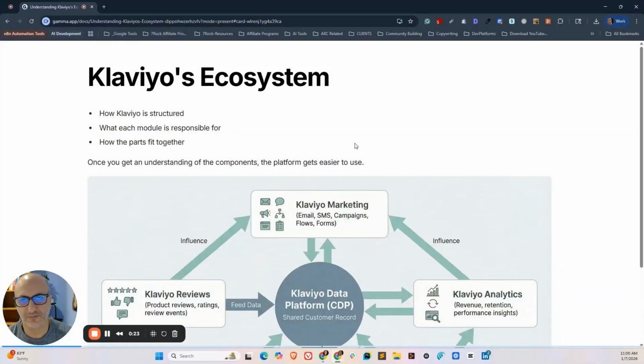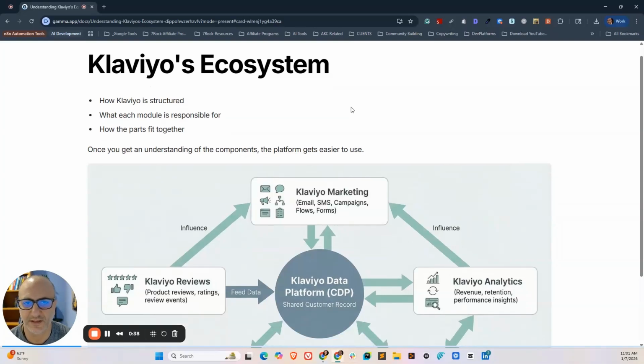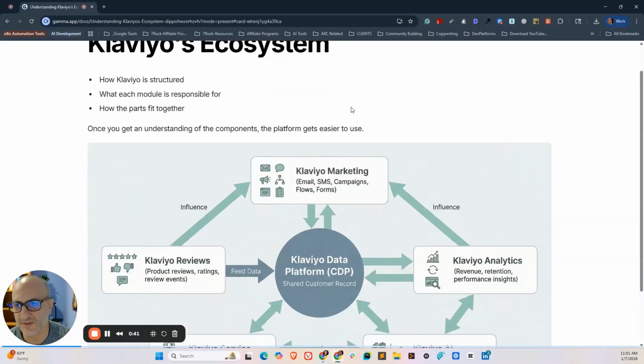Hey guys, so we're going to be talking about Klaviyo's ecosystem, right? What are all the components inside of Klaviyo, so you have a better understanding of where data resides and what information flows where inside of the actual platform itself. It makes it easier to understand how to use the platform really well once you understand how everything is connected and what it contains, right?